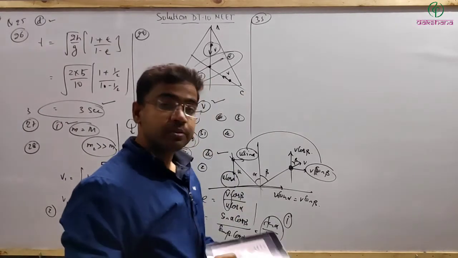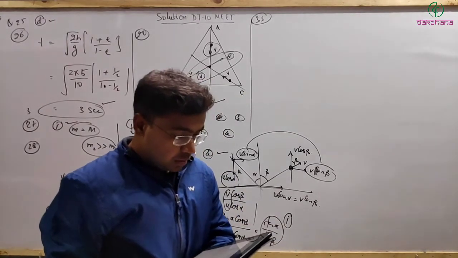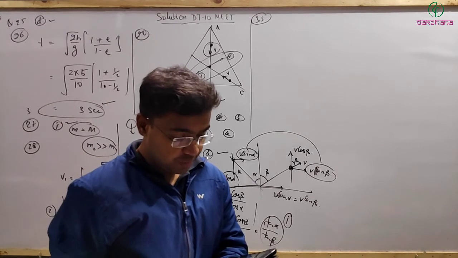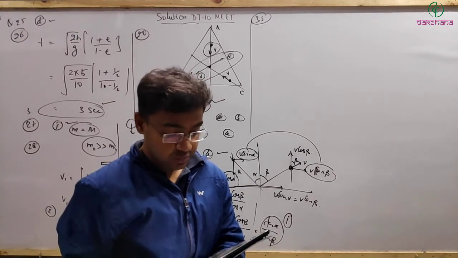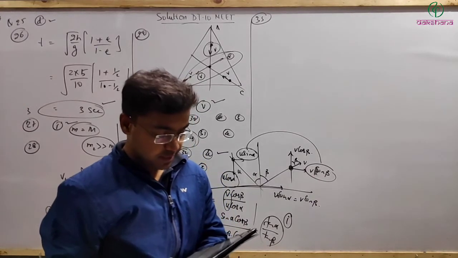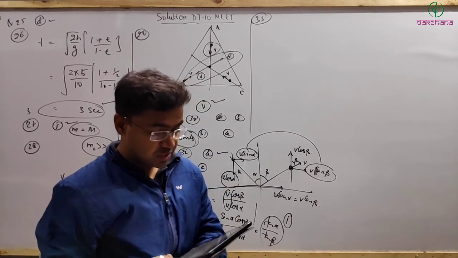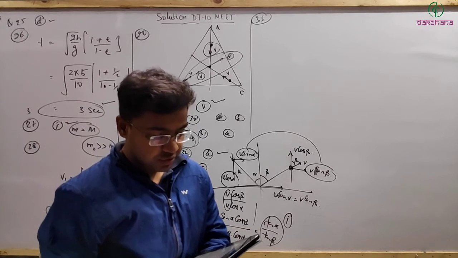So I hope it should be clear. Two blocks A and B of masses 1 kg and 2 kg are connected together by means of a spring and are resting on a horizontal surface. The blocks are pulled apart so as to stretch the spring and then released. The ratio of their speeds.